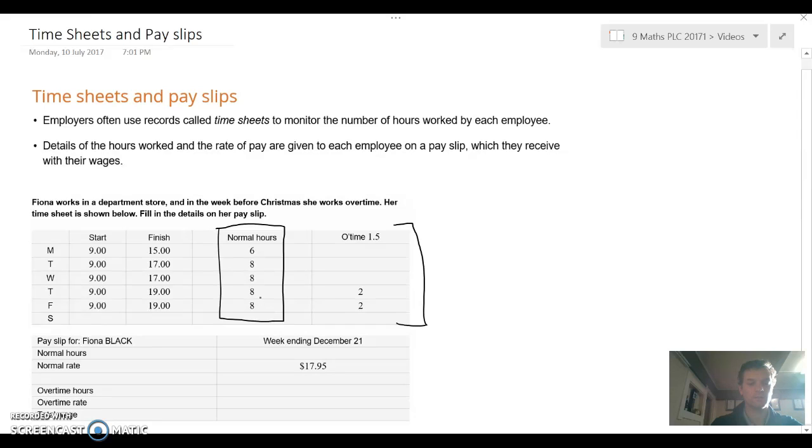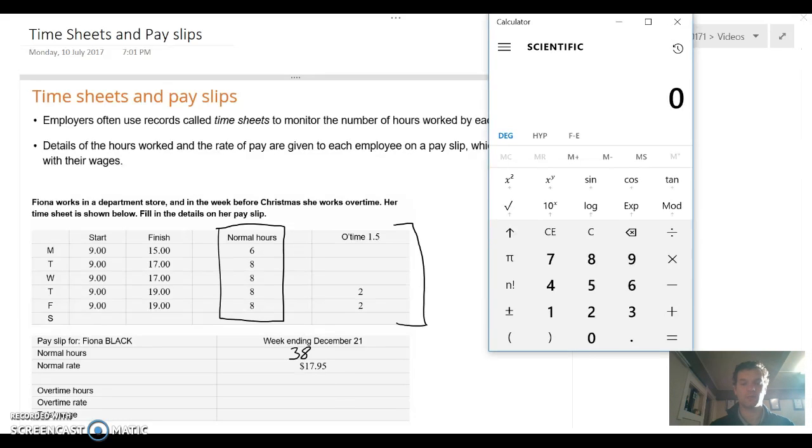All we need to do is just add these numbers together. So we've got 8 and 8 and 8 and 8, so 4 8s are 32, plus the 6 is 38. A normal working week in Australia is 38 hours. So straight away we can calculate the total wage for her normal working hours. We do that by taking the hours, which is 38, and multiplying it by the rate of pay.